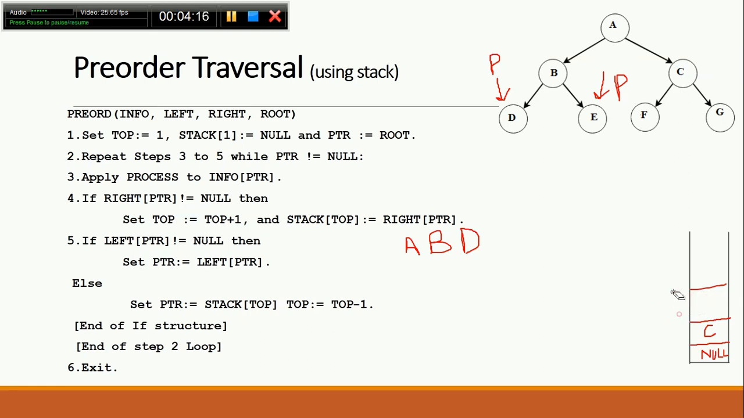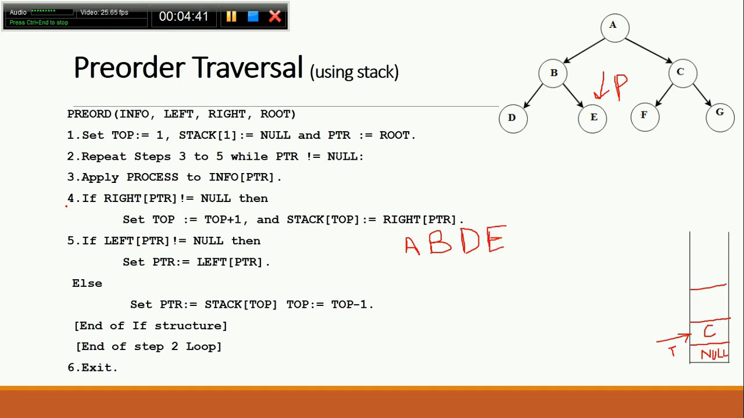Okay, this would also be deleted, and this would also be deleted. And then the top is currently pointing by this. Now PTR is not null. Step number 2, PTR is not null. Then apply the process. Okay, I said okay, I will apply. I will print the data, and in my case, the right PTR is null.